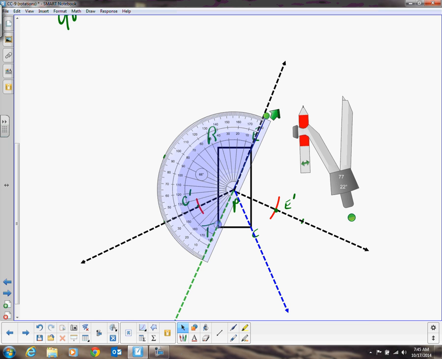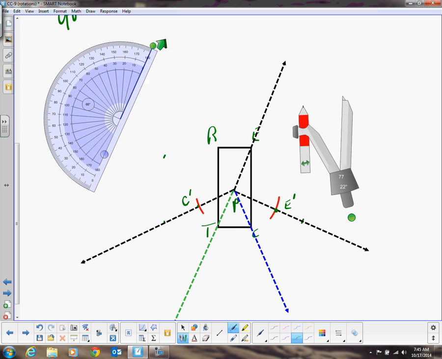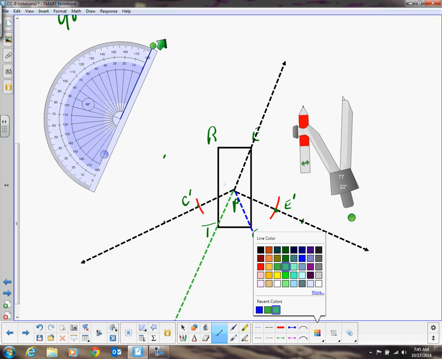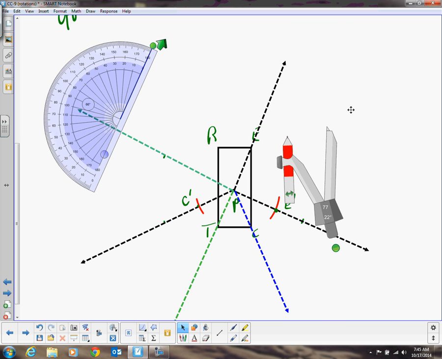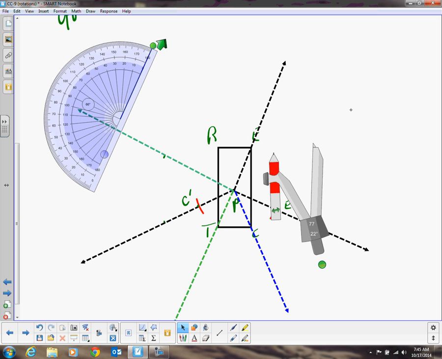And now I need to, got my line. And I want it to be green. So now from here through there, that should be perpendicular. You see the 90 in green? So now where does my compass point go? Eric, where's my compass point go?